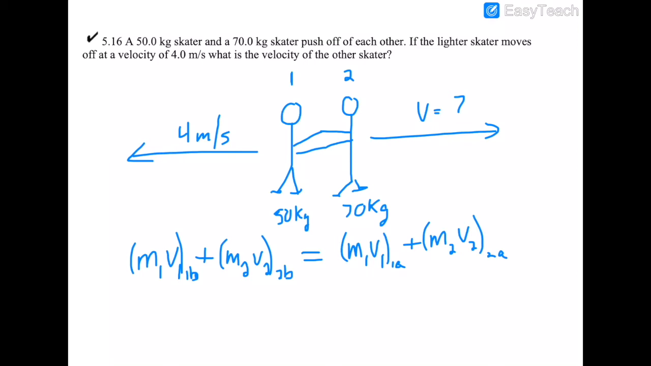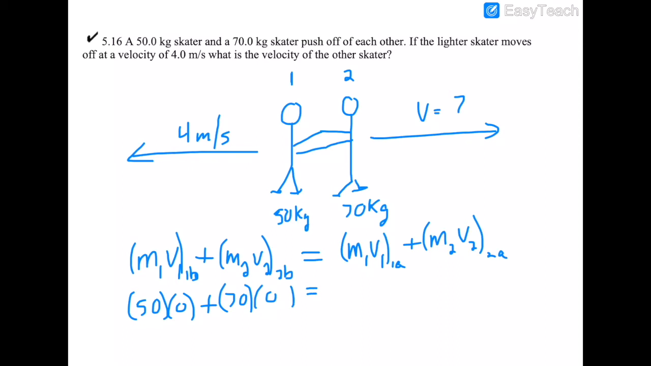Okay, so what's the mass of the skater before skater 1? It's 50. And how fast is skater 1 going before the collision? He's not moving at all. So 0. Skater 2, before the collision, the mass is 70. And how fast is skater 2 going before they push off of each other? He's not either, 0.